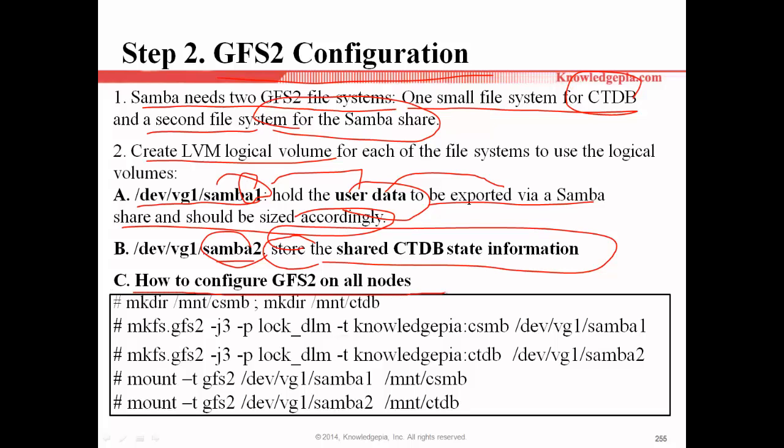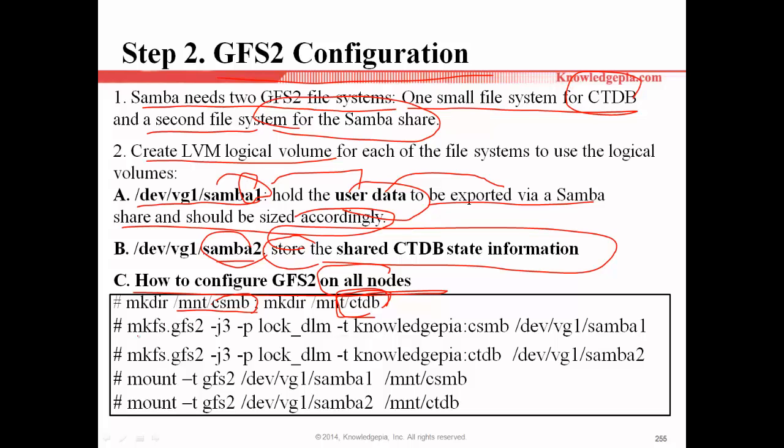So let's see how to configure GFS2 on all nodes. First, create the directories. In my case, I will make them like this: /mnt/csmb and /mnt/ctdb. So csmb will hold the user data, and ctdb will store the shared CTDB information.